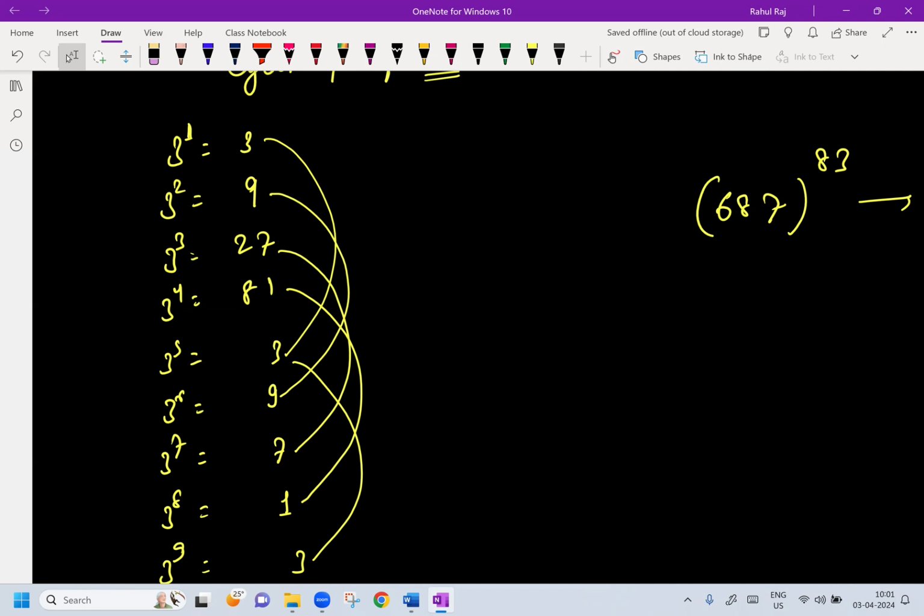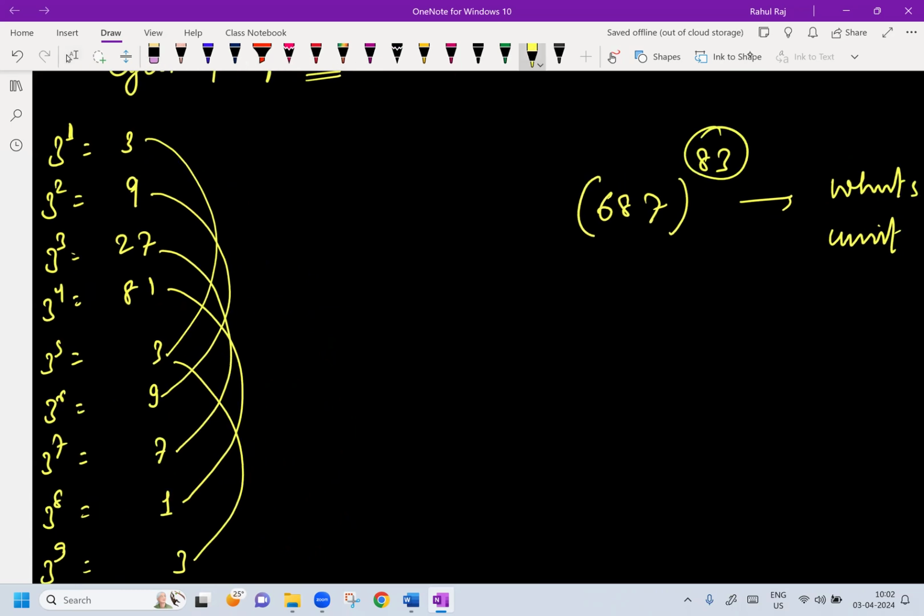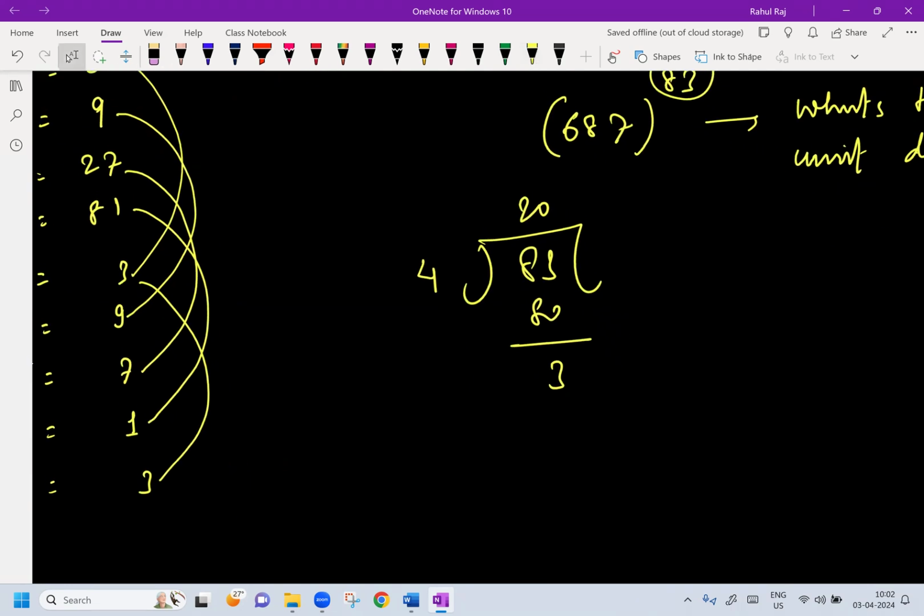My first job, Alexa, is to divide the power by 4 and understand the variation in the power. My power here is 83, right? So I'll divide 83 by 4. Why am I dividing by 4? Because every unit digit repeats itself after the fourth power. Simple logic. 4 twenties are 80, so the remainder is 3. If you divide any number by 4, the possible remainders are 3, 2, 1, 0. So the remainder here is 3. Simple, straightforward logic.